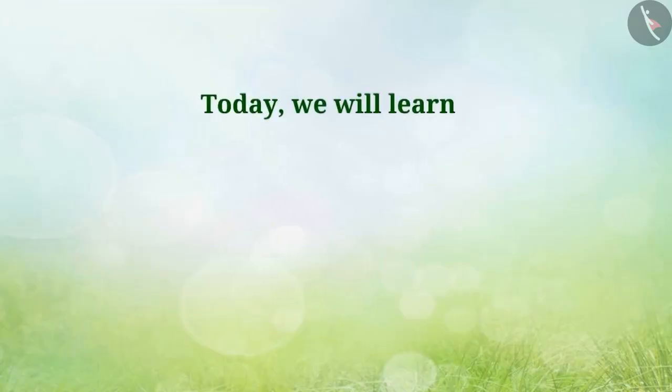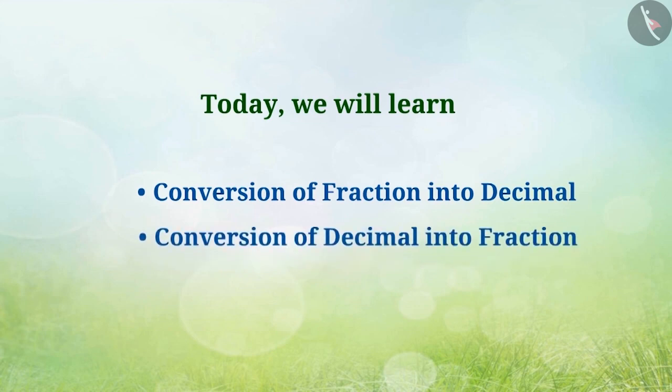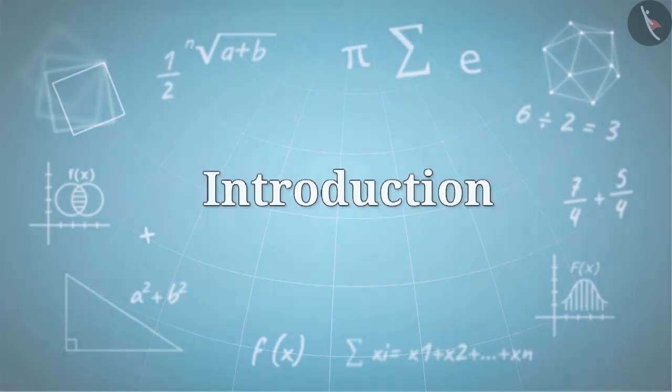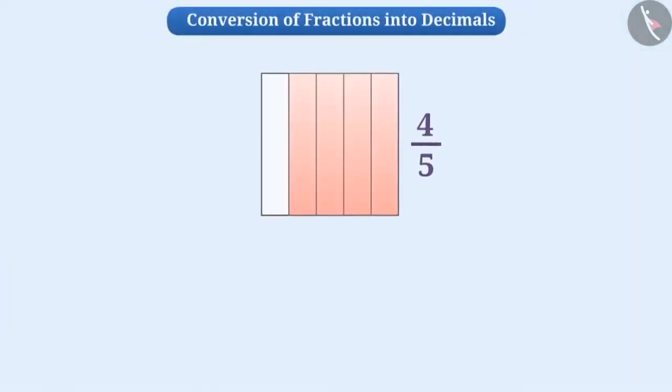Today we will learn conversion of fraction into decimal and conversion of decimal into fraction. Here is a square whose 4/5 part is shaded. Let's represent it in decimal form. Can you tell me how we will do this? Think for a while.